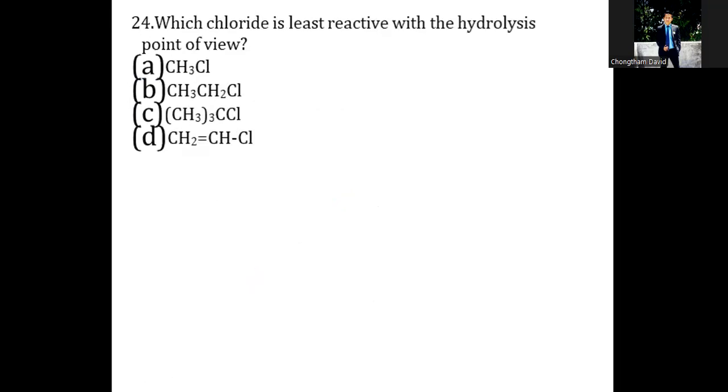Question 24, which chloride is least reactive from the hydrolysis point of view? The halogen atom in vinyl chloride is not as reactive as in the case of other alkyl halides. The non-reactivity of the chlorine atom is due to resonance stabilization. The lone pair on the chlorine atom can participate in delocalization, that is resonance, and it gives two canonical structures, or you can say contributing structures. The correct answer for question number 24 will be option number D.